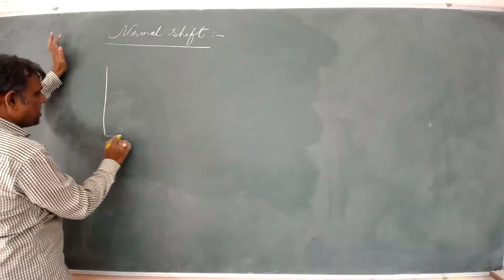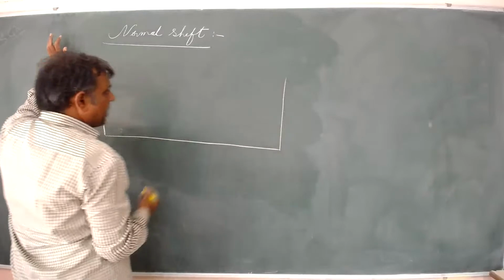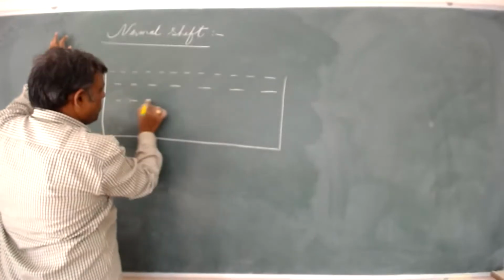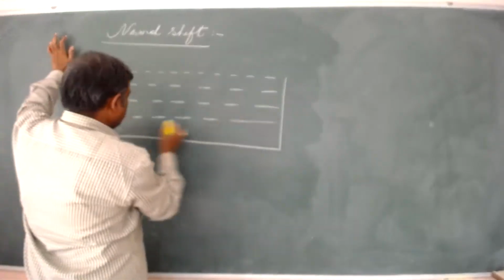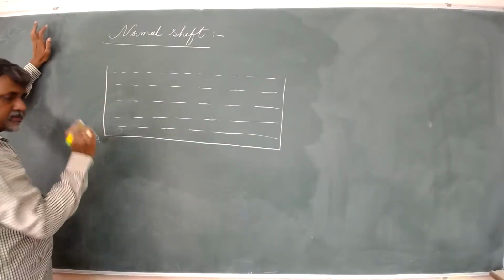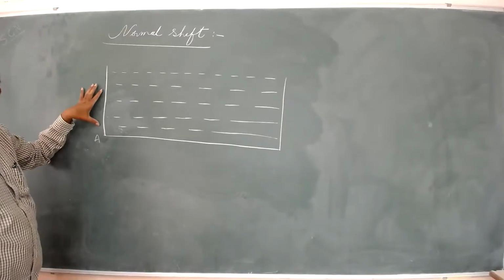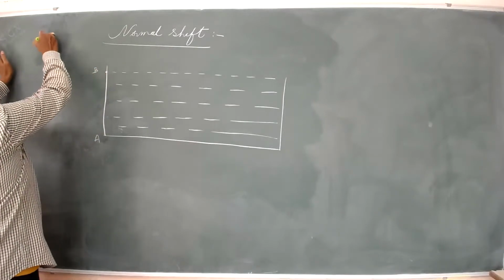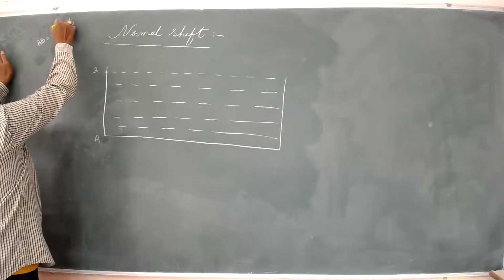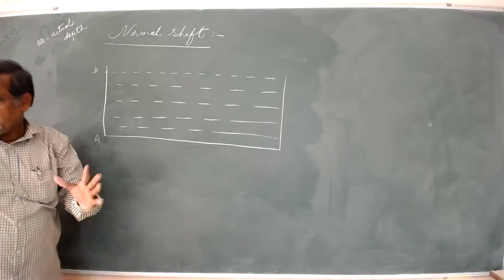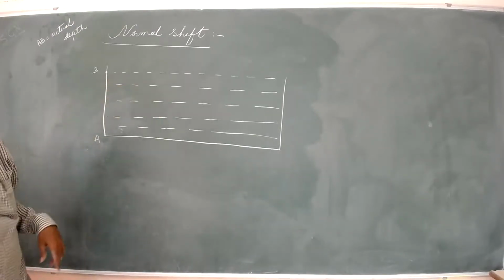So look at this. How does this happen? This is the swimming pool, and this is water. Now you are looking at this point. This is A and this is B. What is AB? AB is the actual depth. But this actual depth will not be seen if you look from here.